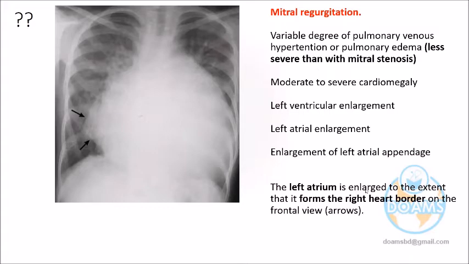Mitral regurgitation: the left atrium is enlarged to the extent that it forms the right heart border. The left atrium is causing the right heart border, and the right heart border is here. The left heart border is here, due to mitral regurgitation, that much big heart. And look at the vessels of the lung, Dr. Hind. Are the vessels more visible? Yes, prominent. That means congestion is there.